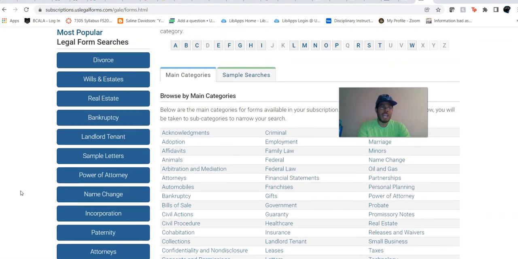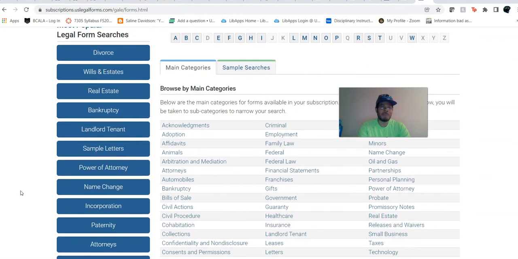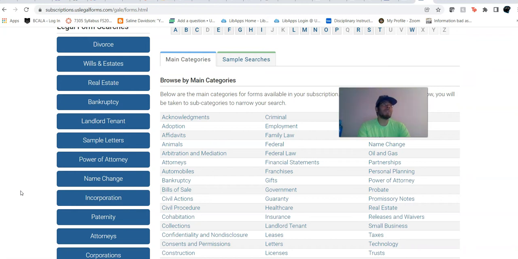When I was using this database as a public librarian, and by the way, I've never used it as an academic librarian. I was only a public librarian for a year and a half. I was an academic librarian for, I guess, 9.5 years. And yet I never used this in the academic library, but you might.